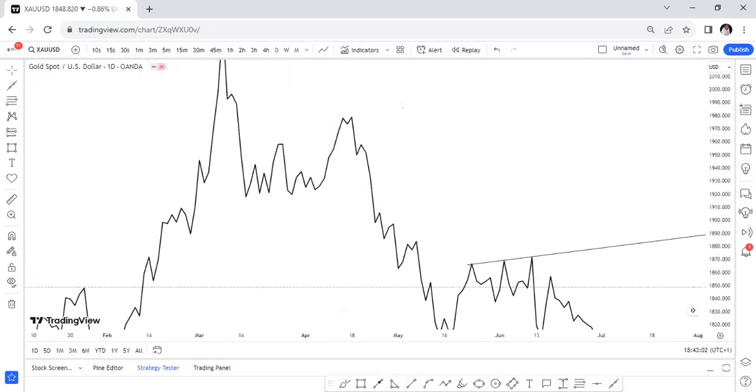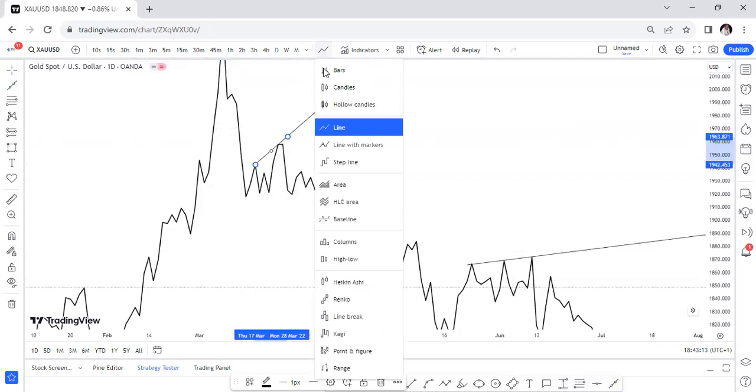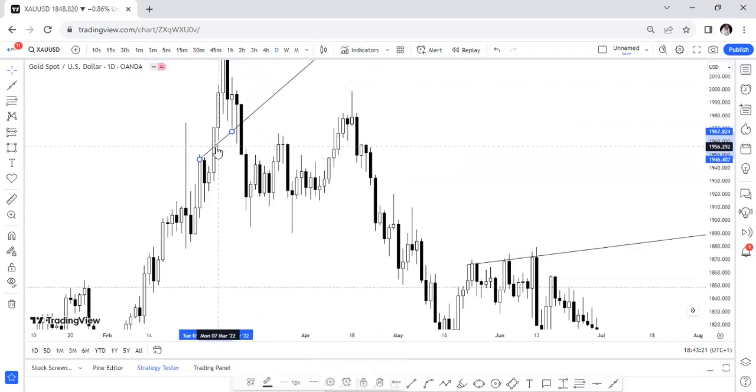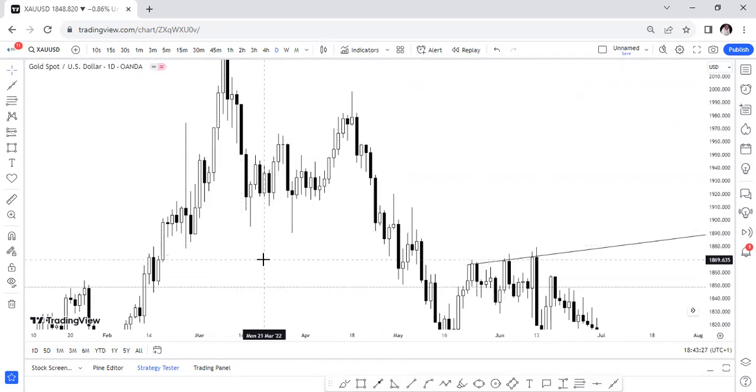Now this pattern, see it here. Does it have a wick? It doesn't have a wick. So we got this connected to this. No, that's not a good one. So we come to that.